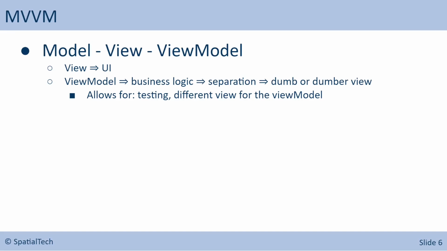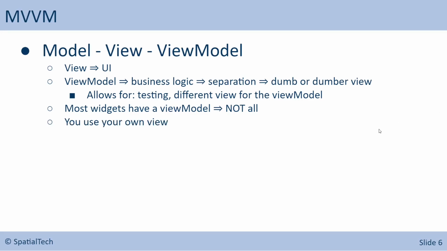A big thing is what I was describing before, that you can have a different view for the view model. And that leads into having a different user experience. So most of the widgets that are part of the SDK/API do have a view model. Not all, there's a couple that don't. In that case, you use your own view, not so much view model. I should back up there. So you can use your own view, right?